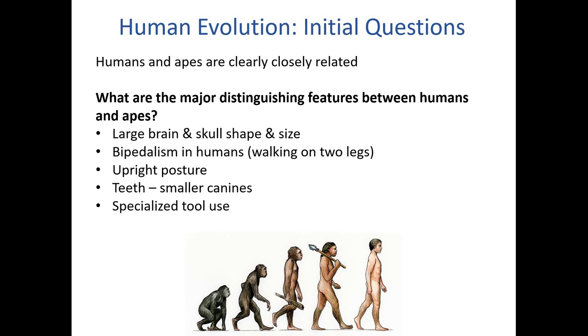Humans also, of course, use specialized tools and, today very specialized tools. And then we also communicate through complex language. So these are some of the features that distinguish humans from the great apes, from which we share a common ancestor.